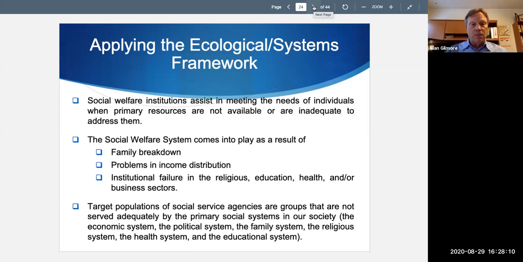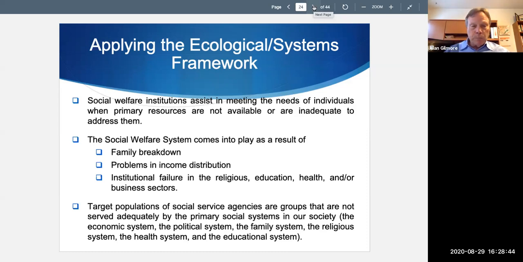that person's experience. So when you're talking about a more traditional social welfare system, often cash benefits or things like SNAP, which previously was identified as food stamps, and different kinds of things like that that really help a person or a family, couple, individually financially come into play as a result of possibly family breakdowns, problems with income distribution, and institutional failures in the religious, education, health, and or business sector.